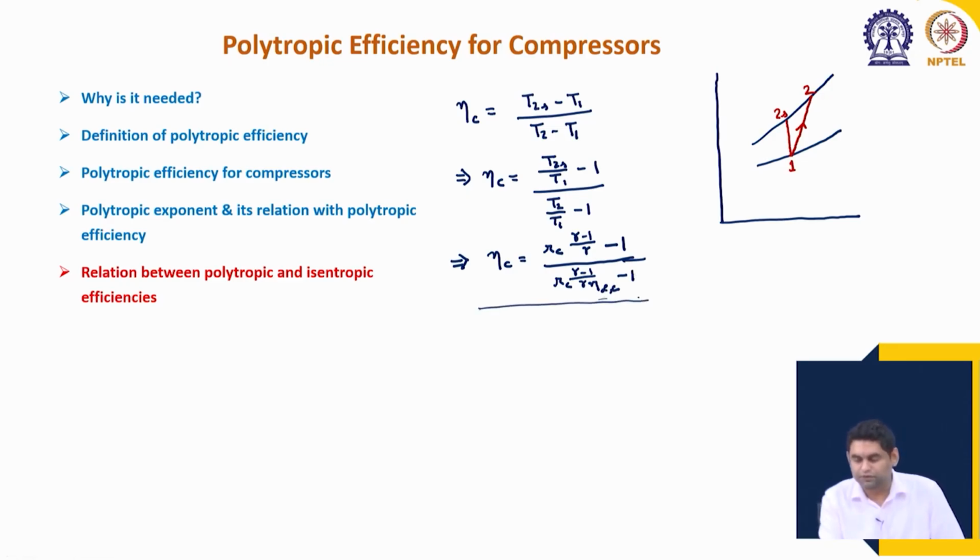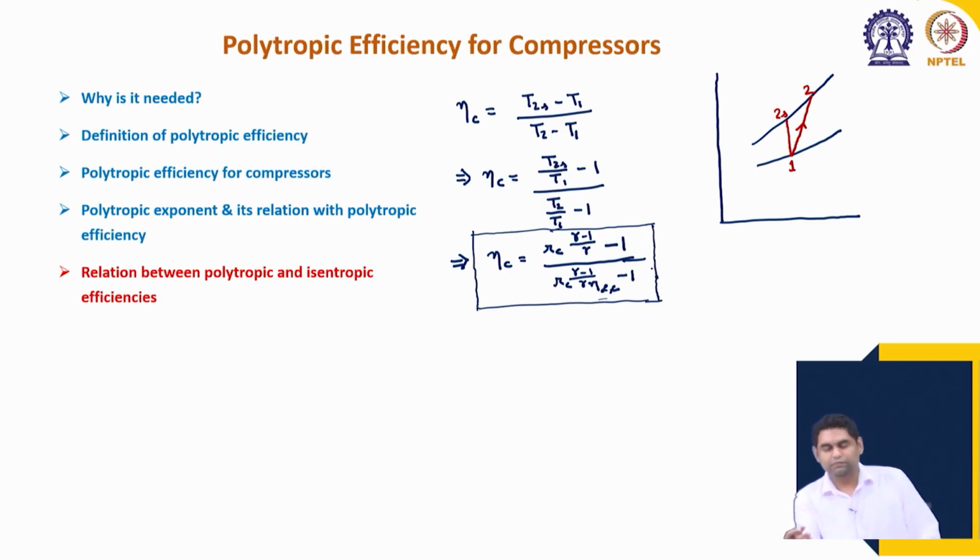So, if we know the polytropic efficiency, we can calculate the isentropic efficiency from this expression, and you can try to find some values. Let us say the polytropic efficiency is 0.9 and the pressure ratio is 10; find the isentropic efficiency. Similarly, if the pressure ratio becomes 20, find the isentropic efficiency. You can take some value of T 1 and try to do the calculation.